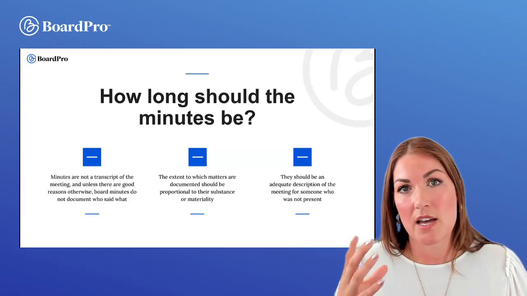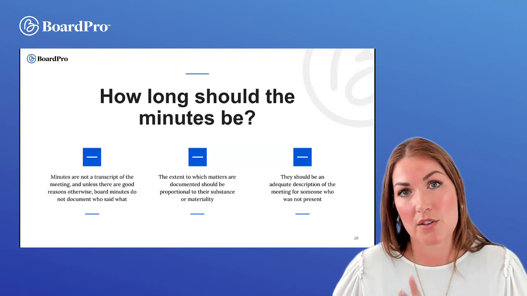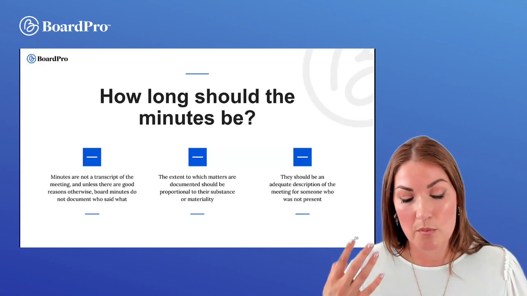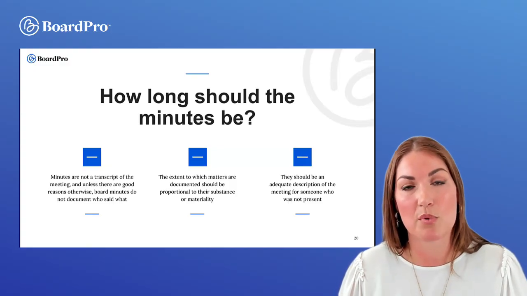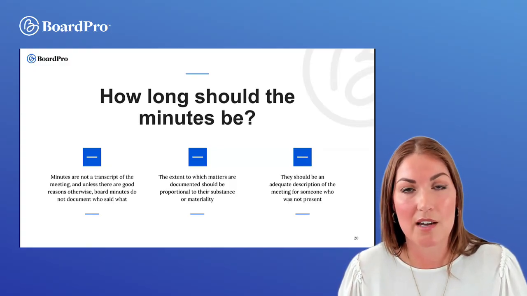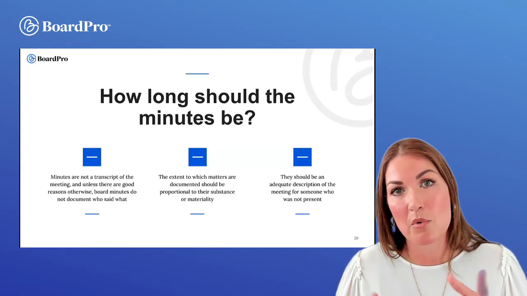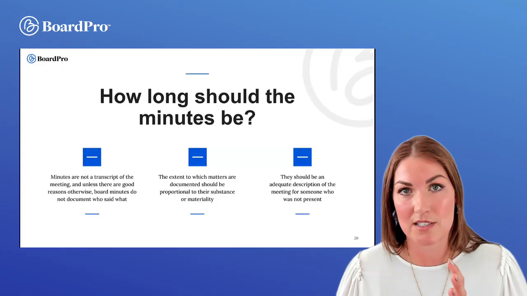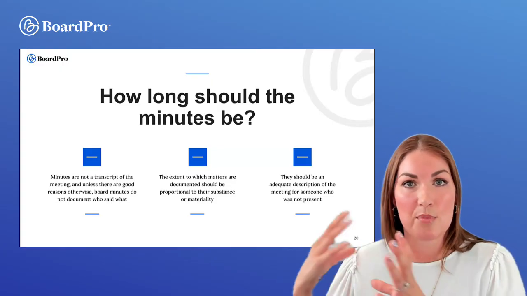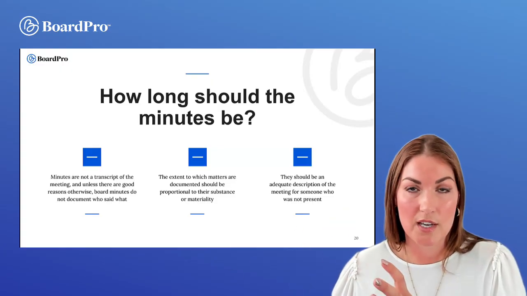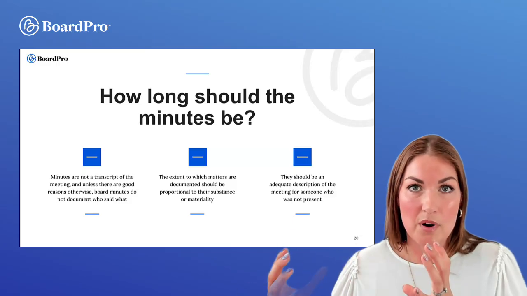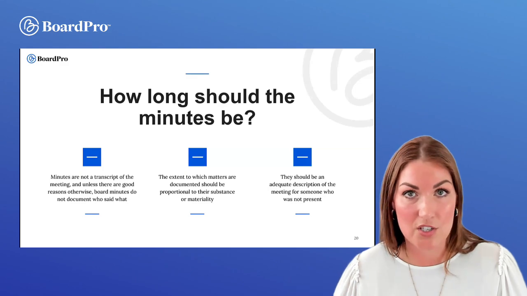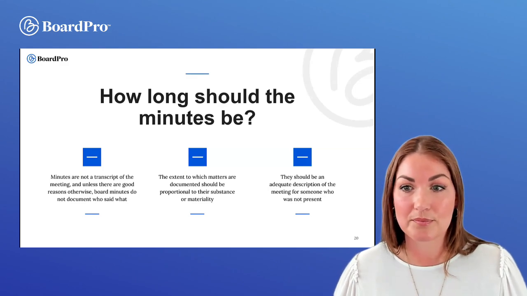Now, a good way to decide how much information should go into those discussion points is the materiality of what is being discussed. Big decision papers, big discussion points, anything that's going to have any material impact on the business is going to have a little bit more information in the minutes around that decision and the rationale and how directors discussed it, versus an operational report that was just there for noting, which just needs a very simple sentence that the board noted that report, unless there's a lot of discussion that goes on around that report.